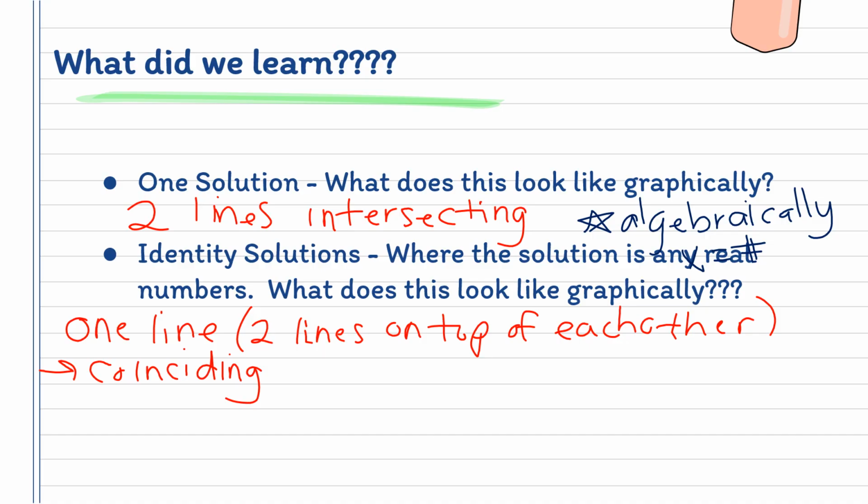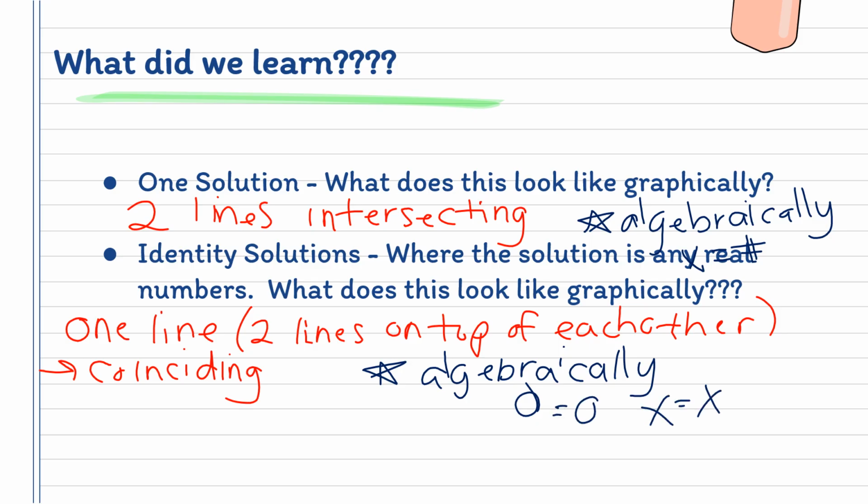Okay, and I'm going to do my little note. Algebraically, when we're solving, that is going to look like, it could look like 0 equals 0. It could look like x equals x. It could look like 2x plus 1 equals 2x plus 1. The left and the right side of your equal sign are going to be the same.